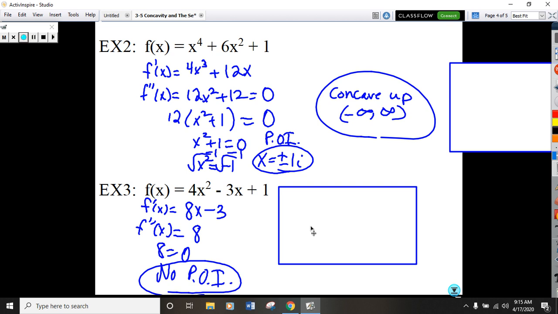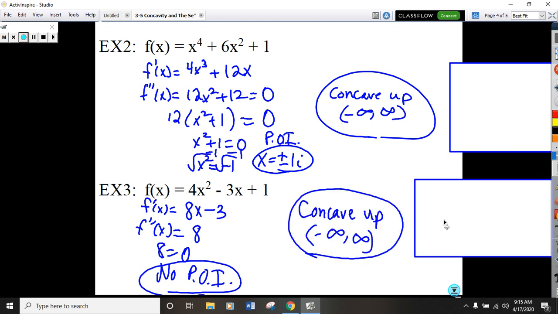Since it's above the x-axis the entire time, it's concave up from negative infinity to positive infinity. Now here's a helpful hint. Whenever you get a second derivative that's just a single number, that means you're going to have no point of inflection, and it's going to be concave up or concave down the entire time. Now how you can do this without having to look at the graph: since I knew this was positive 8, and positive 8 is above the x-axis because it's positive, I could have told just from the number that it was concave up the entire time.